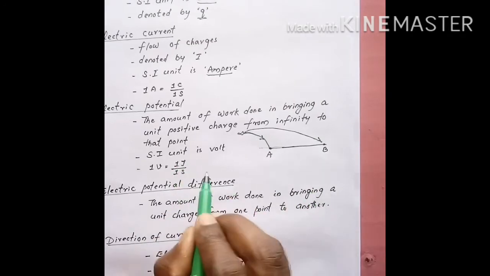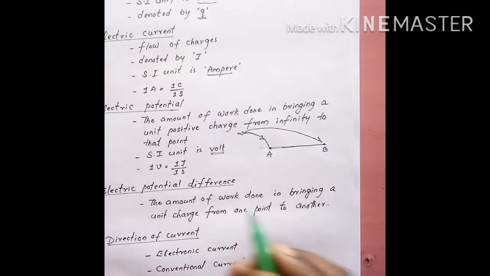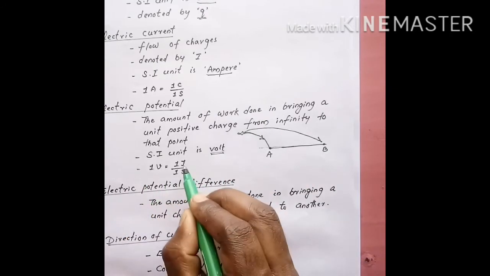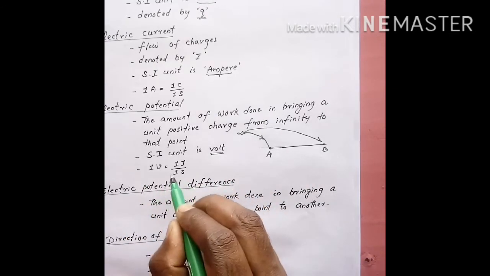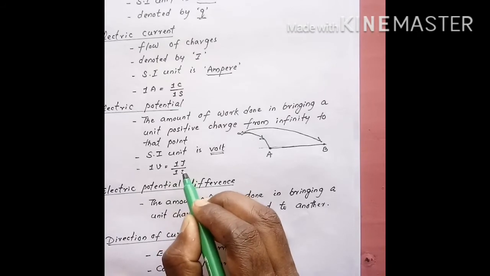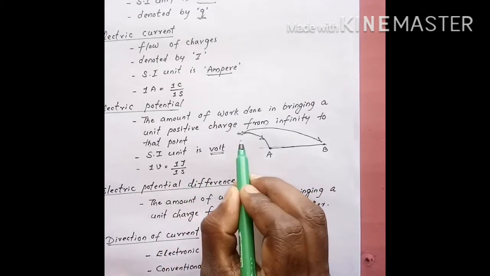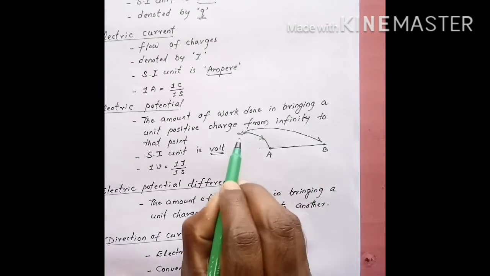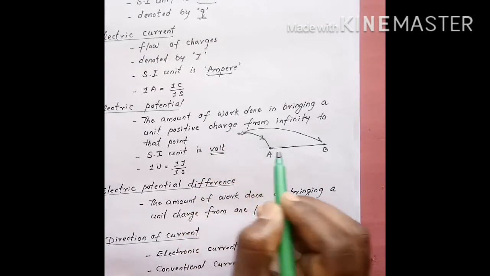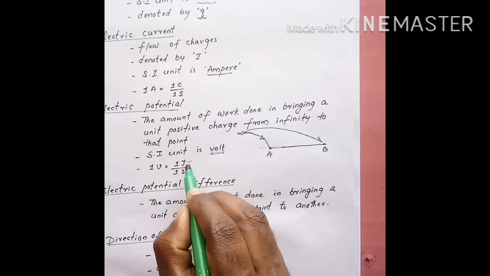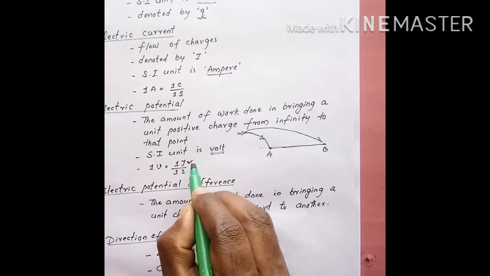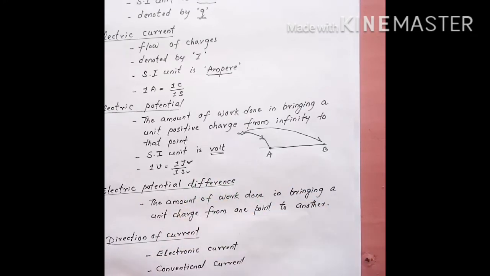So the SI unit of electric potential is volt, right, and 1 volt is equal to 1 joule per second, because 1 volt is the rate of doing work, for what type of work, for bringing a unit charge from infinity to that point. So this is a type of work. SI unit of work is joule, that is why the numerator is 1 joule, and in the denominator time, SI unit of time is 1 second, right. So this is electric potential.